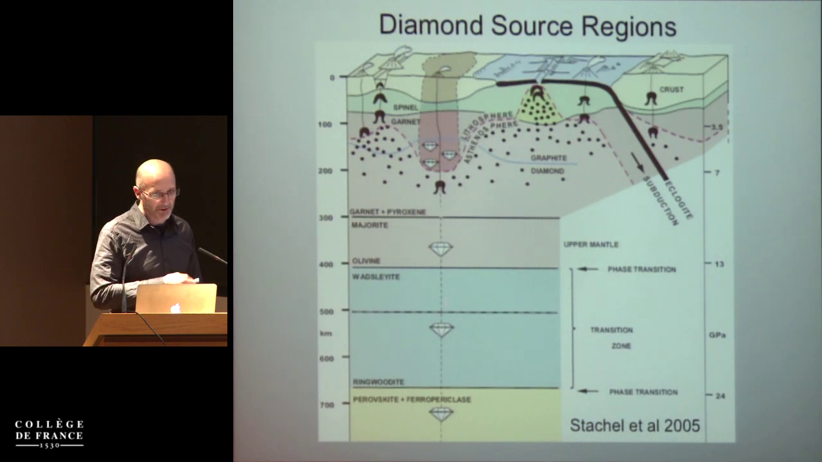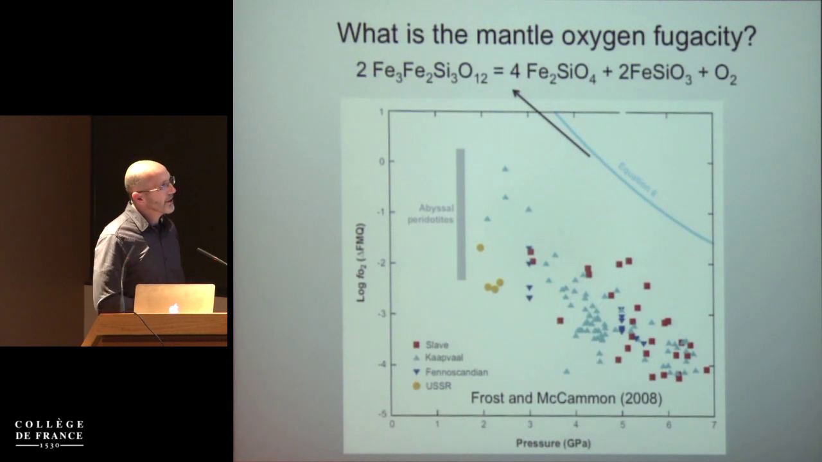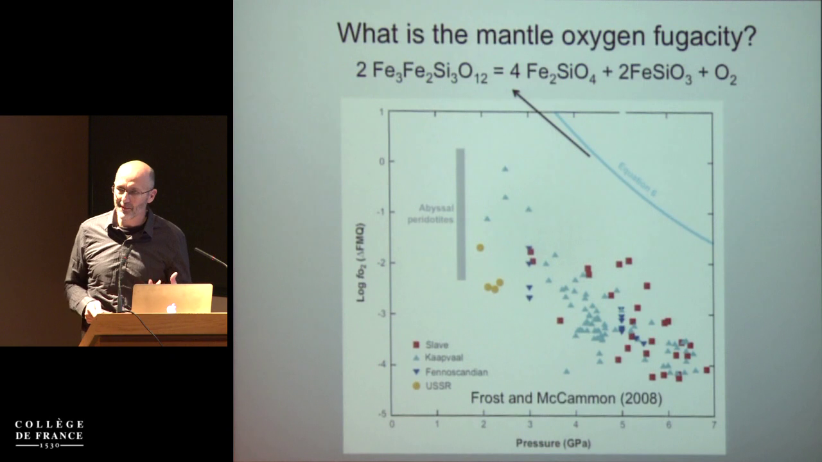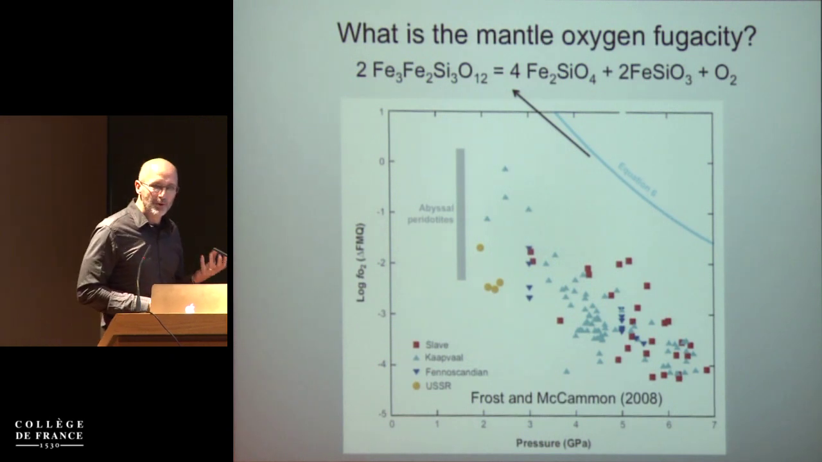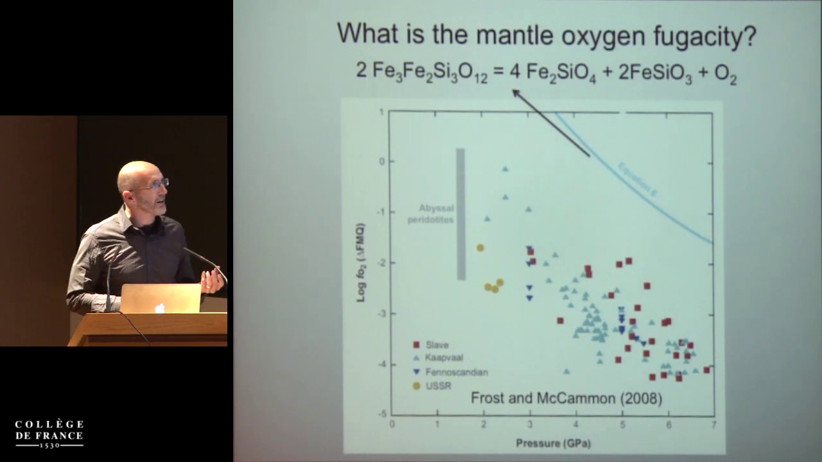melts in this region. To understand the processes I'm going to be talking to you about, we need to understand diamond stability. And one of the most important aspects of diamond stability is oxygen fugacity.